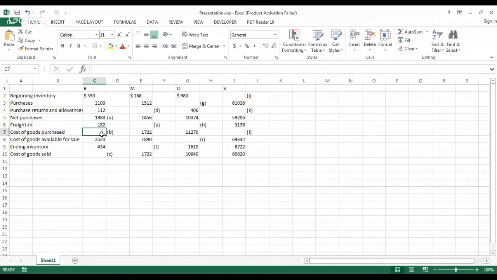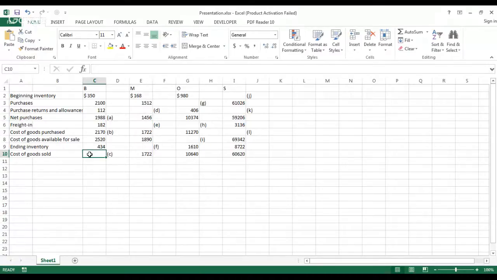And then the next question asks for cost of goods purchased. The cost of goods purchased equals net purchases plus the freight in. So we just take the net purchases, then we add the freight in. It's got to be 2170.